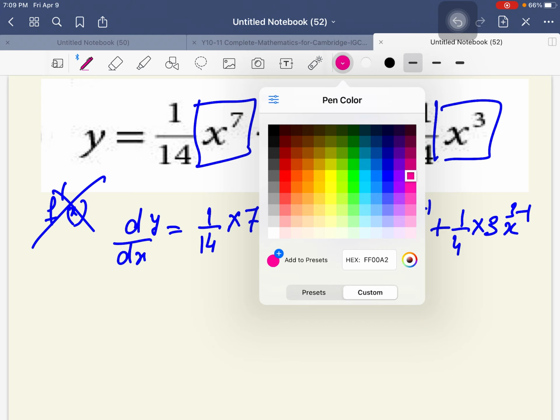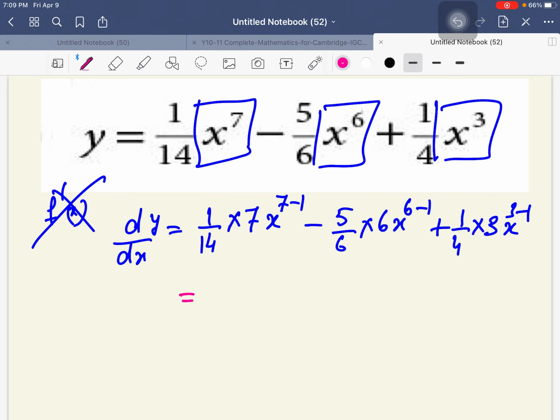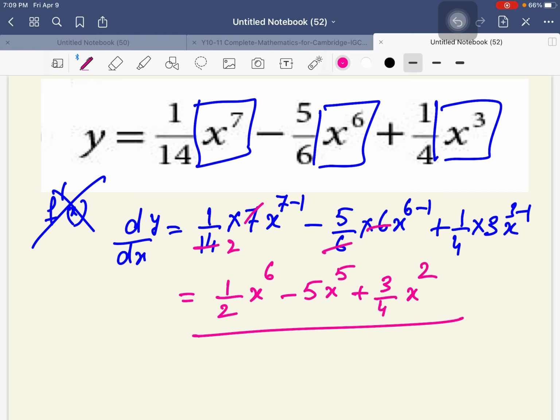After simplification, we get the answer here. So what is this now? 7 cancels, so this is 1/2 x^6. 6 cancelled, minus 5x^5. And 3 times 1/4 is 3/4 x^2. That's the answer to this question. So again, dy/dx or d/dx of y is the gradient function to that curve, which is y equal to this one.